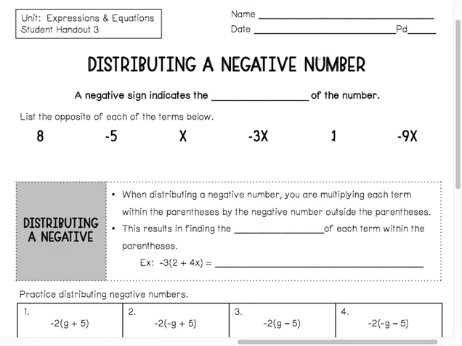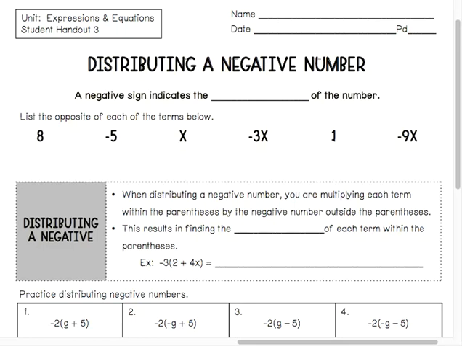Okay, so when distributing a negative number, you're multiplying each term within the parentheses by the negative number outside the parentheses. This is a result of finding, once again, the opposite of each term within the parentheses. So, example, I have -3 times (2 plus 4x).